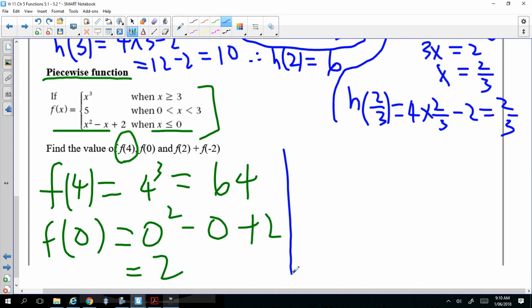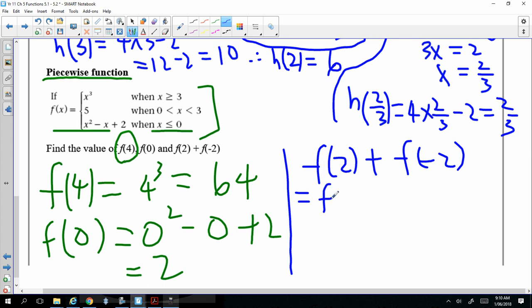Okay, and then we'll do f(2) plus f(-2). Now, what's f(2)? Which one will I use? I use the middle one, between 0 and 3. So the answer will be 5. I'll choose this one, right? When x is between 0 and 3, the answer is always 5. What if it's negative 2? I choose the last option, which is negative 2 squared minus negative 2 plus 2.